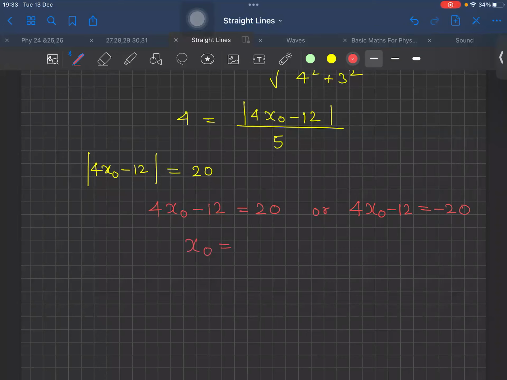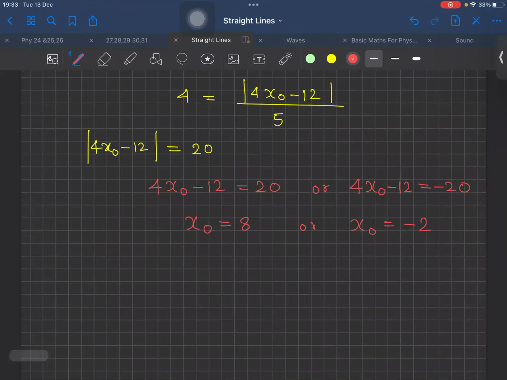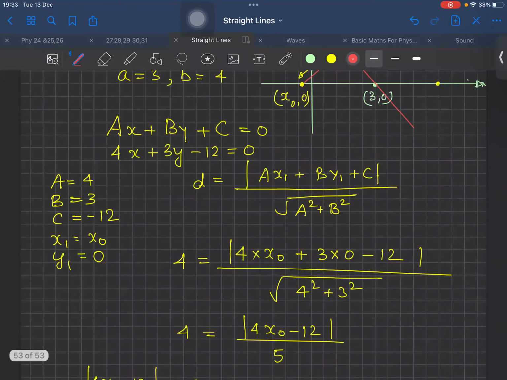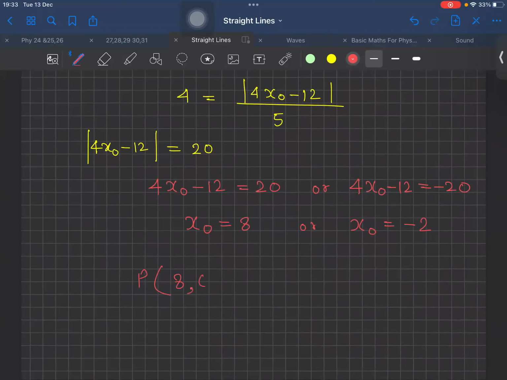x0 is equal to 12 plus 20 is 32 by 4 is 8, or x0 is equal to minus 20 plus 12, which is minus 8, by 4, is minus 2. So it can be 2 points, either 8 comma 0. Let's say if this is point P, so this point P can be either 8 comma 0 or minus 2 comma 0.